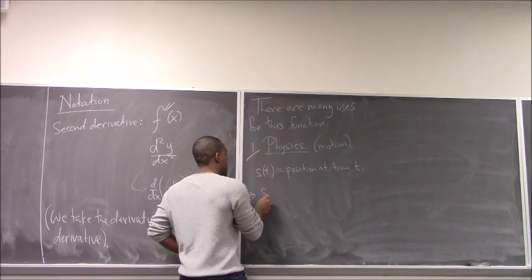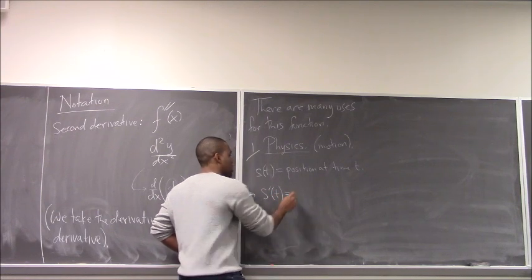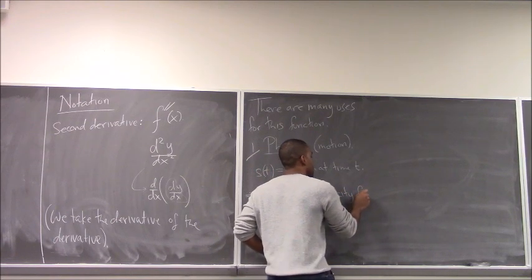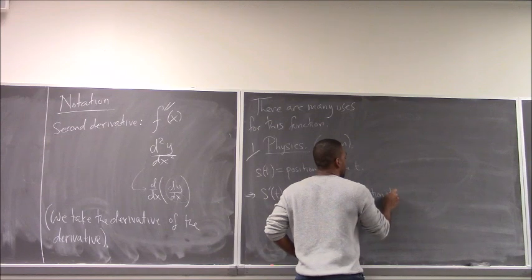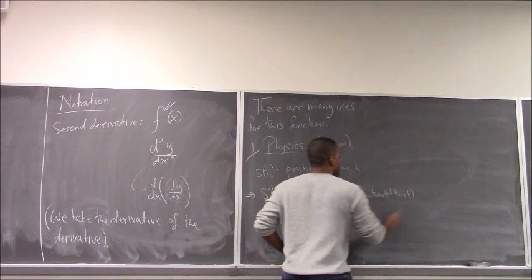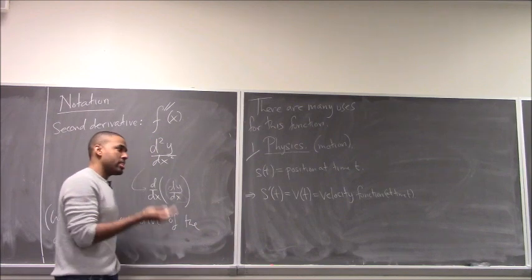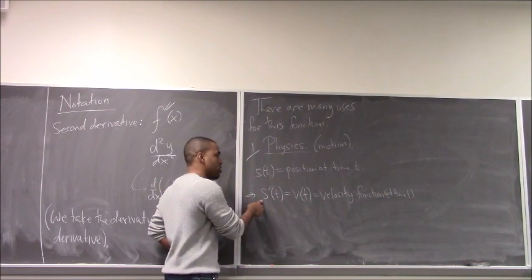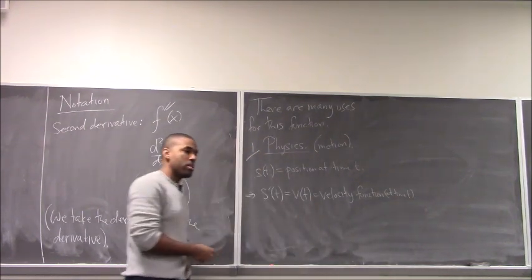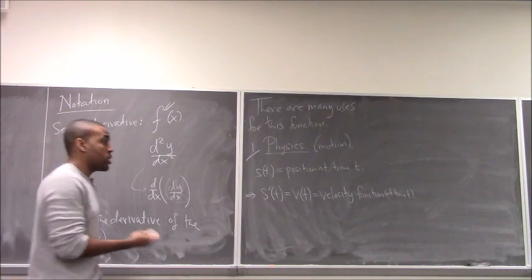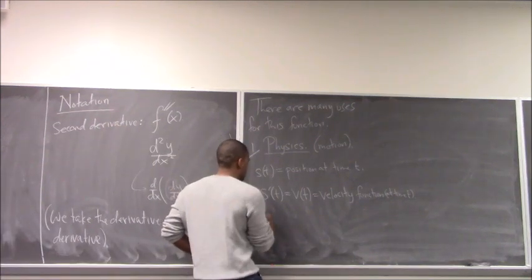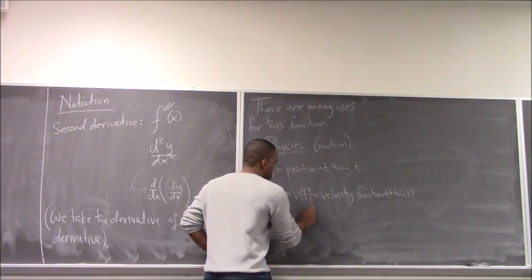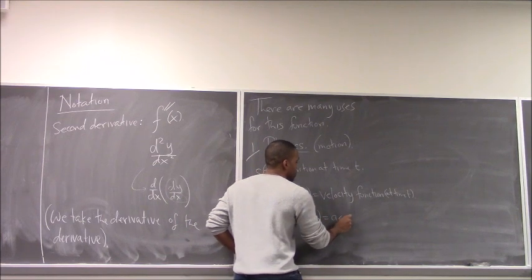Then, if you take a derivative, you end up with v of t, which is the velocity function. So if I give you a function and say, this gives you my position, how fast am I moving at a certain point? What you would do is take the derivative, plug in that point, and find my velocity, and that's telling you how fast I'm moving. But you can take a derivative again. You can take the second derivative of the position, and that gives you the acceleration function.